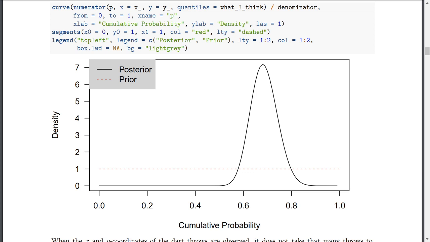Both the black line and the red line have an area of 1 underneath them. But by conditioning on these 50 x and y coordinates, we've reallocated all the area of 1 under the prior into a much more concentrated density function around 2/3 or something like that in the case of the posterior. So conditioning on data reallocates credibility from prior to posterior.